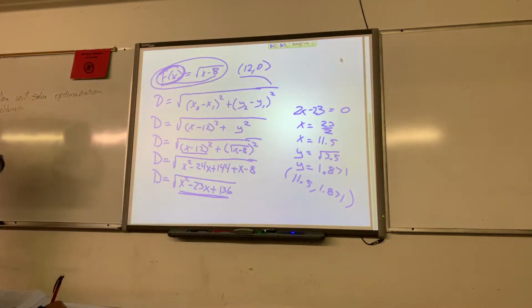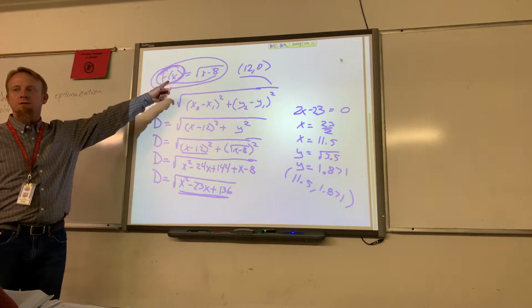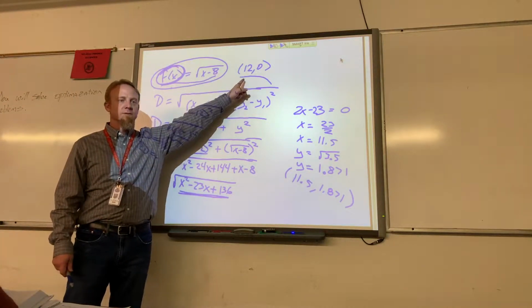All right, raise your hand. What's going on with that point? Because we need to make sure we understand what it is we're finding. Carter? It's the point on the secondary function that's closest to 12. That's closest to 12, 0. Okay?